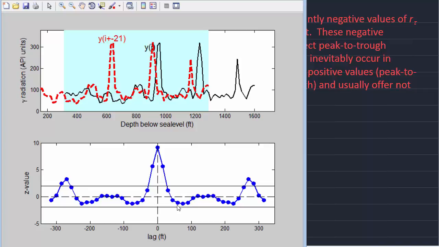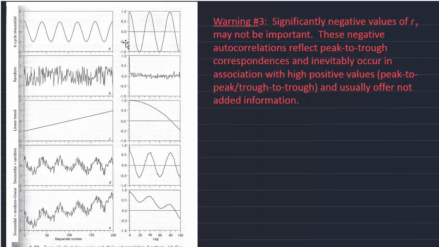In this case, the negative side doesn't show any significance at our 5% level, so we don't really have to worry about them. If they did show a significantly negative value, we would have to think a little bit about whether that adds any information about the characteristic spacing between different units, whether it adds any information to these large positive values. So it's important to know what those negative values mean as well as the positive values.